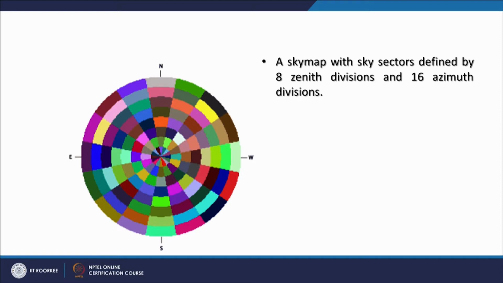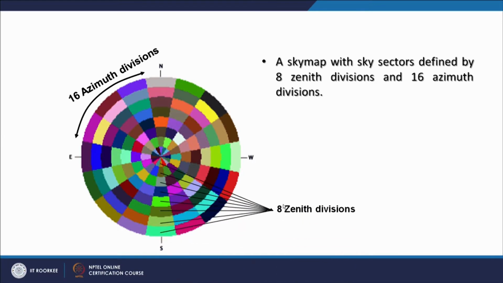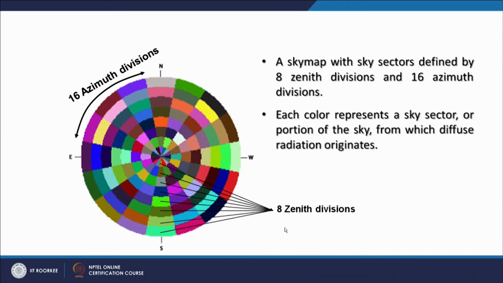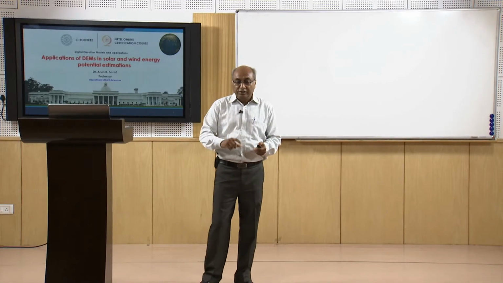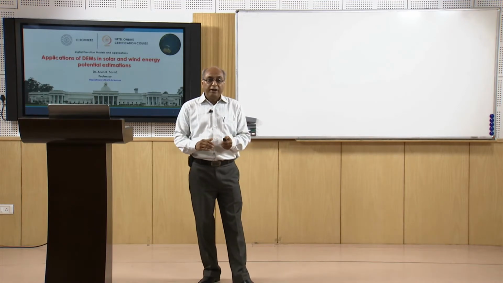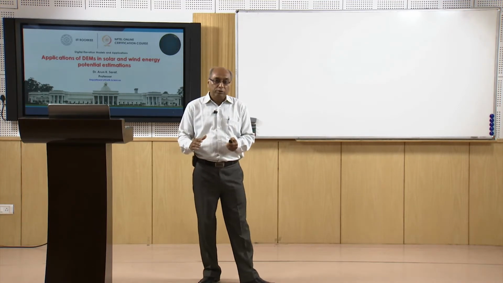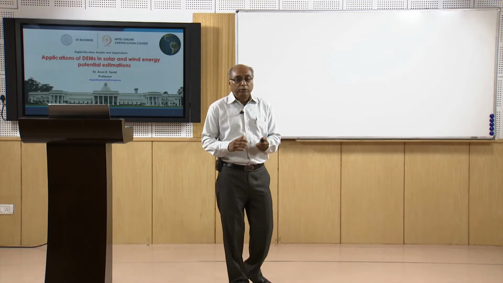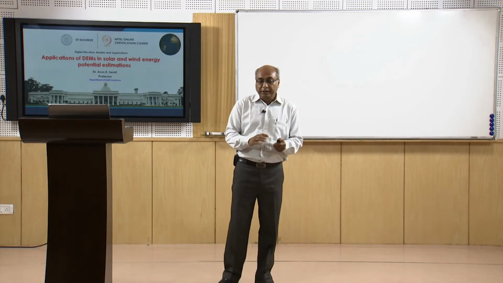That is why there are different directions. So these are the 16 azimuth divisions, and these are the 8 zenith divisions. And again, remember, this is an upward looking hemispherical projection. Each color represents a sky sector, or portion of the sky, from which the diffuse radiation originates. So these are the three parameters we have discussed in order to calculate the total insolation, the total radiation.